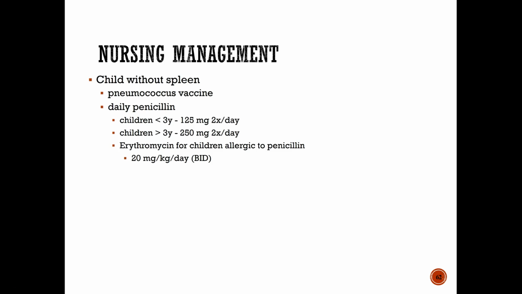And then nursing management, we talked about how a splenectomy may be an option for chronic ITP. You want to be sure they get the pneumococcus vaccine, and they may be on daily penicillin, or if they're allergic to penicillin, they may be on erythromycin, just because their immune system is now going to be decreased and they're not going to be able to fight those infections like they used to be able to.